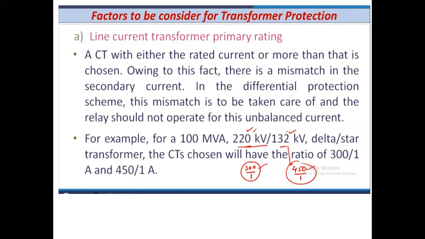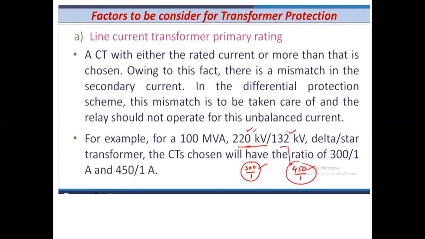And if it is more than 1000, if it is more than 1000 by a 1 ampere ratio, then you will go for the 5 ampere CT secondary. So this is very important, and this point needs to be considered when you apply the differential protection scheme in case of the power transformer.